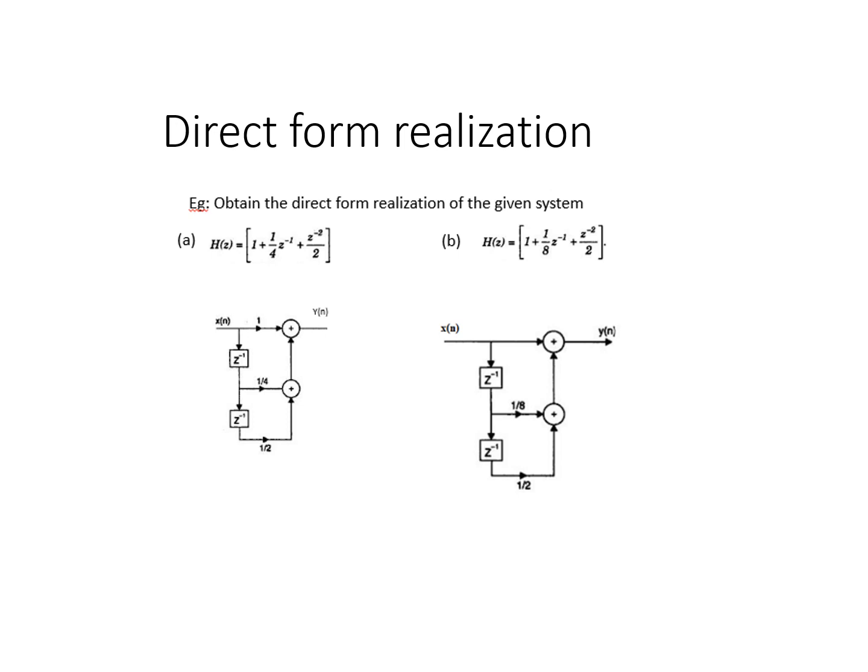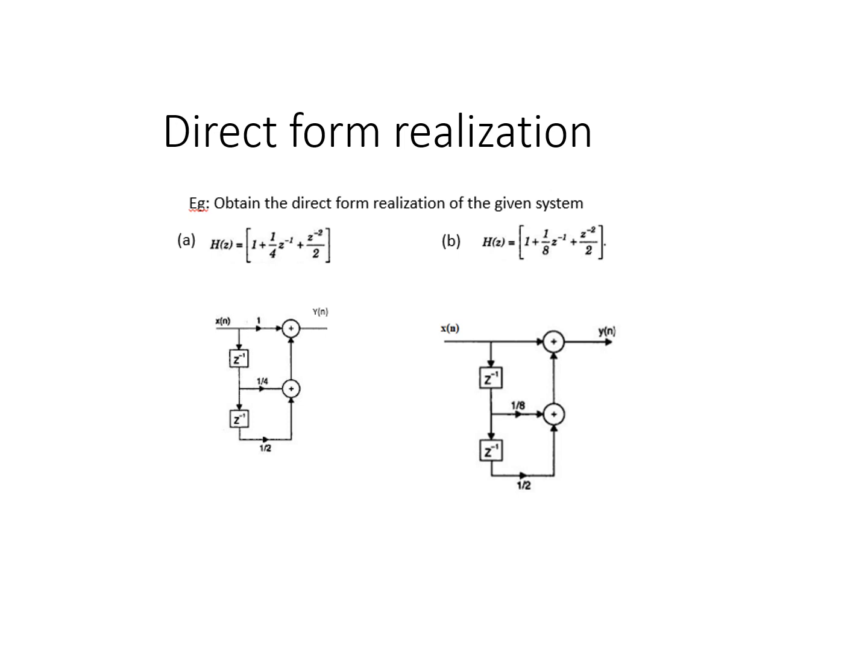So for that, here H(z) can be denoted as Y(z)/X(z), then Y(z) = X(z) into (1 + (1/4) z^(-1) + z^(-2)/2). The total number of delays here is 2, z^(-1) and z^(-2), so 2 delays were added. Then X(z) is multiplied by a factor 1, so it's denoted here. Then z^(-1) is multiplied by a constant 1/4, then z^(-2) multiplied by 1/2. So here one z^(-1), here one z^(-1), so totally z^(-2). Then added everything, you will get y(n).